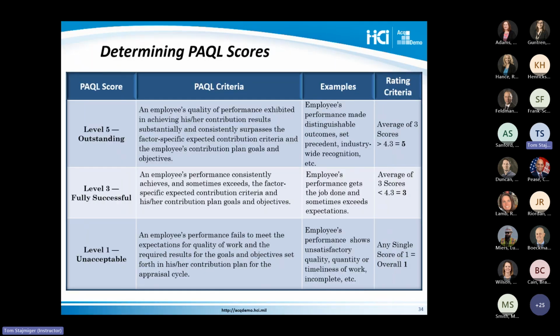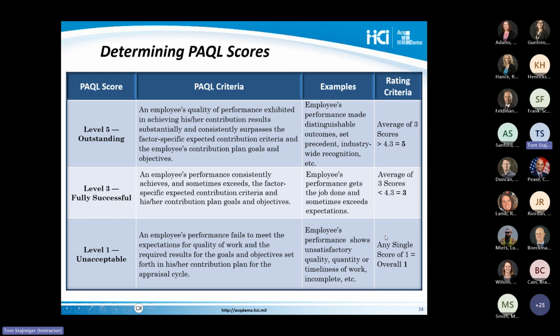But they get a 1, 3, or 5 for every factor. In order to get a final score of a 5, because we have 3 factors, the 3 factors have to average out to more than 4.3. That means if they got 2 5s and a 3, or all 3 5s, their final pay pool score would be a 5. If they get only 1 5 or all 3s, they would be a 3.